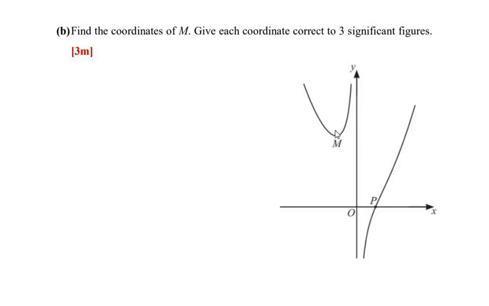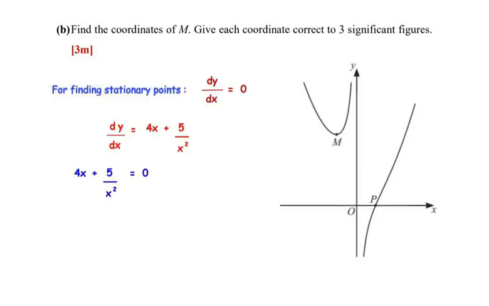And remember that to find the minimum point or maximum point, we have to consider the gradient and equate it equal to 0. Minimum and maximum points are also the turning points or the stationary points. So the condition for finding stationary points is to equate dy by dx equal to 0. Now we had got the gradient dy by dx as 4x plus 5 over x squared. So we are going to equate this equal to 0.